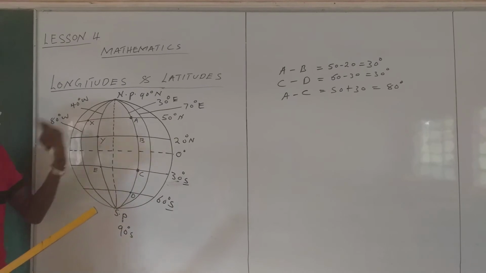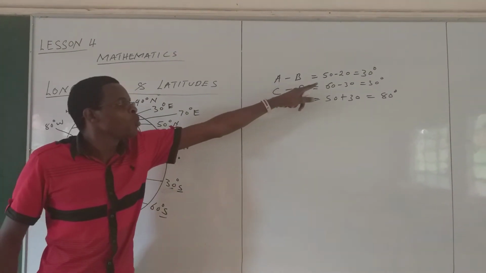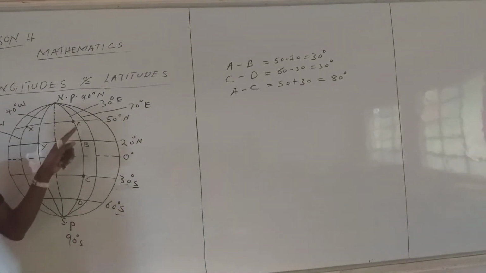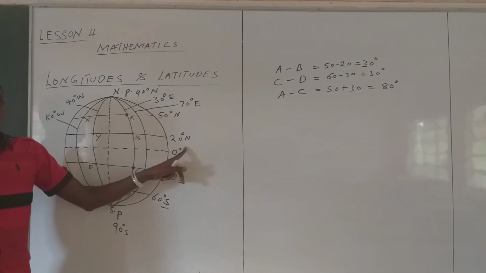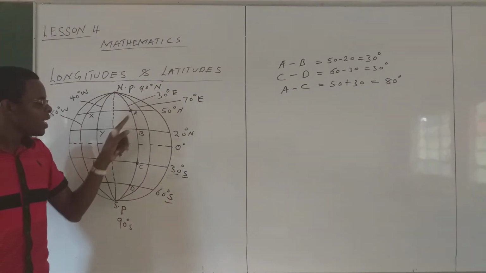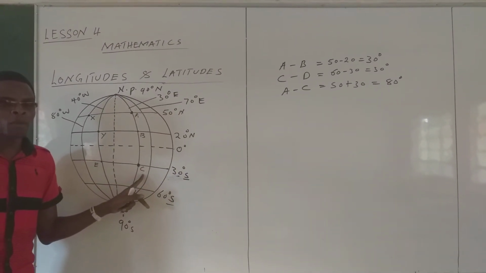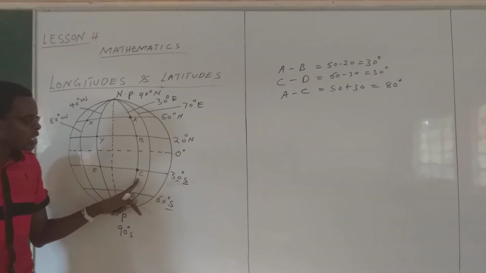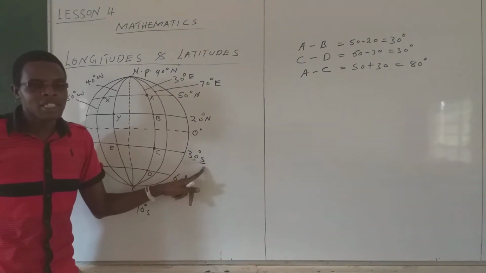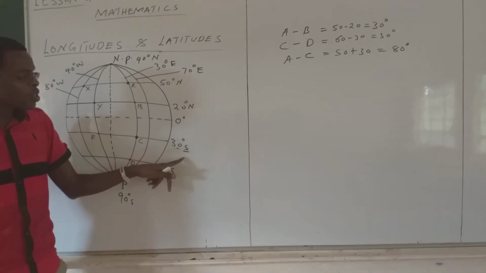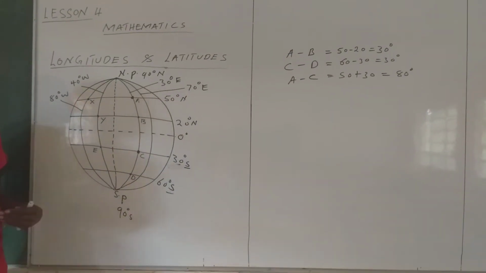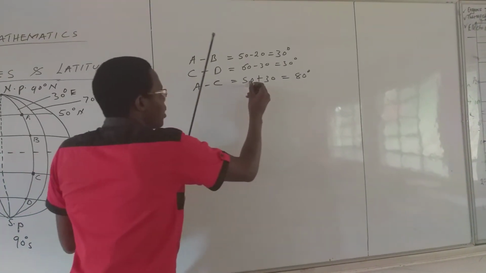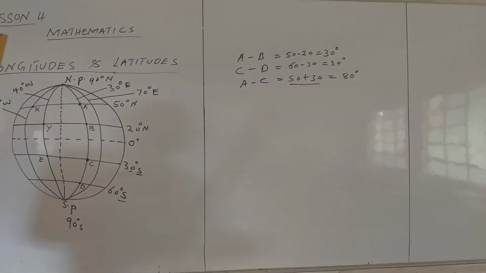That is the reason previously, when we were considering A and P, we had to subtract. And what was the reason we had to subtract? Because both of them, A and P, are on north. But now, if we consider point A and point C, point A is 50 degrees north, but point C is 30 degrees south. So this one is on north, this one is on south. Since they are on opposite sides, we do addition here to find the degree difference, which is equivalent to 80.